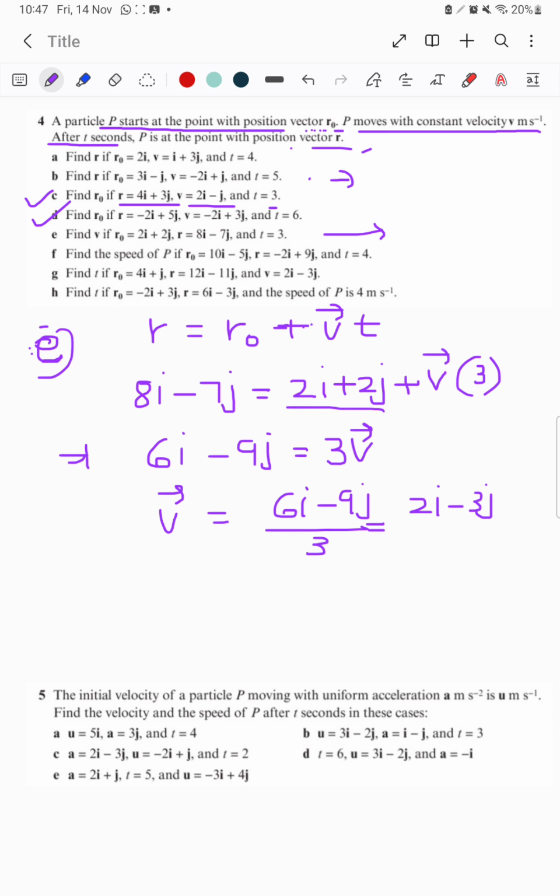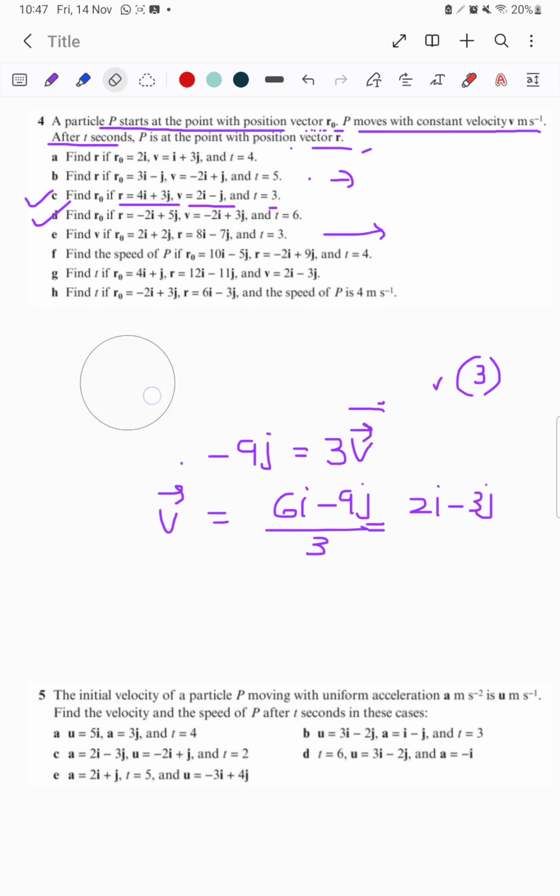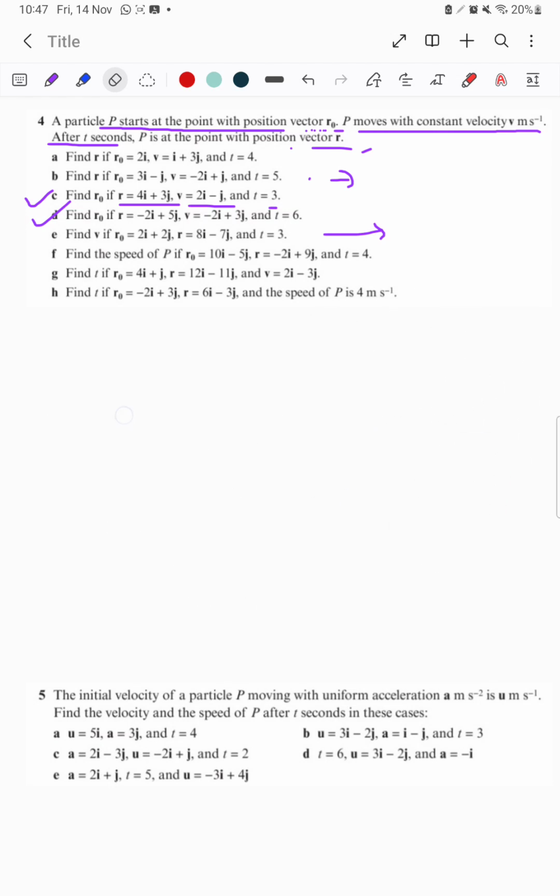Now we have our next question, and that question is question F, because here we are asked to find the speed. It is similar to question E, but the difference is that in E we found the velocity vector, and in this one we have to find the speed, which is the magnitude of the velocity vector. So we will follow the same rule.